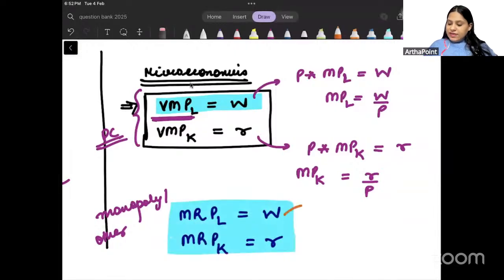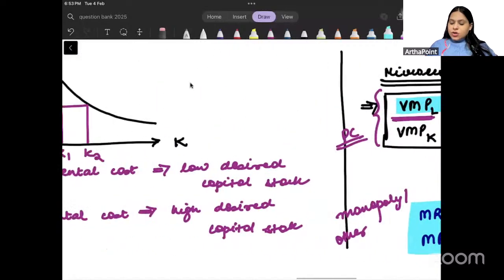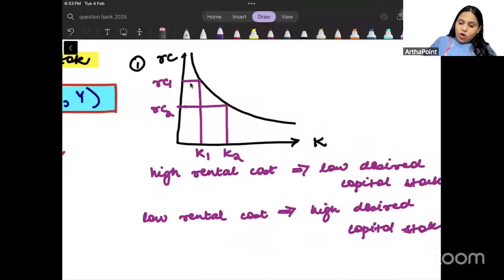In which ये वाला relation बोलता है that MR into MP of labor should be W, and this says MR into MP of capital should be R. So we have studied these relationships. It means that instead of rental cost, R की जगह, I can go ahead and plug in value of marginal product of capital. So here on the y-axis, यहाँ पे हमारा जो y-axis है, here I can very well have value of marginal product of capital.